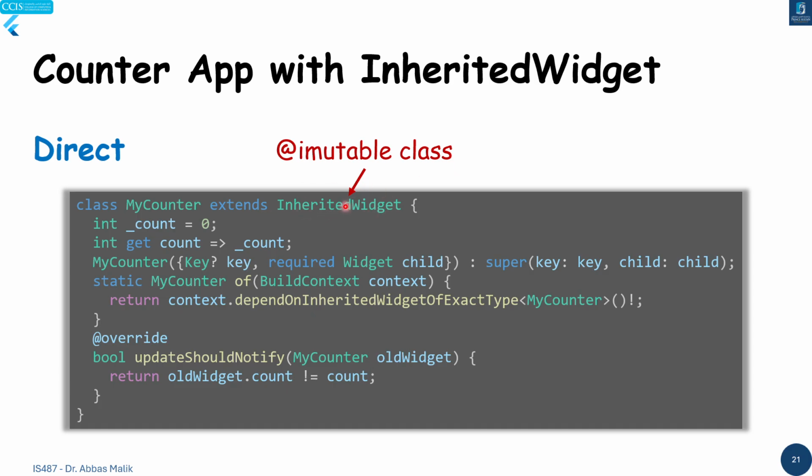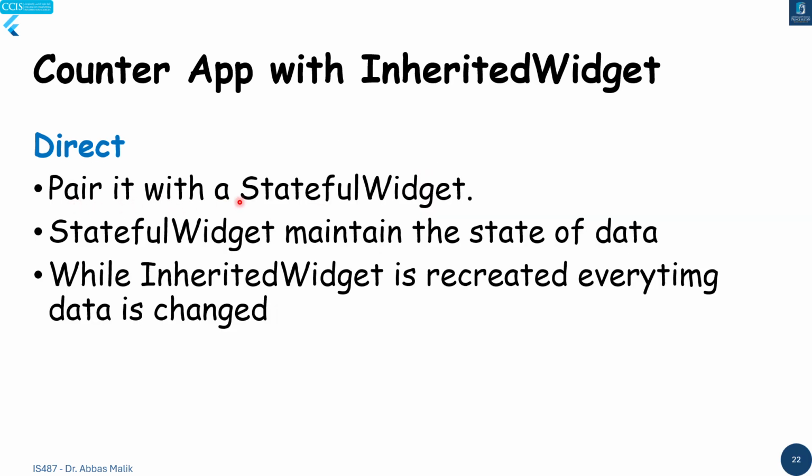It means that if we are extending that class into another class, all the variables which exist in that child class must be final. They cannot change. You can initialize them only one time, and after that you cannot change them. But then what is the purpose of that? Because we are saying that whenever there is a change inside the state, then we want to update it. So it is cumbersome to implement directly, because to solve that problem of the immutable class, what we do is pair it with a stateful widget.